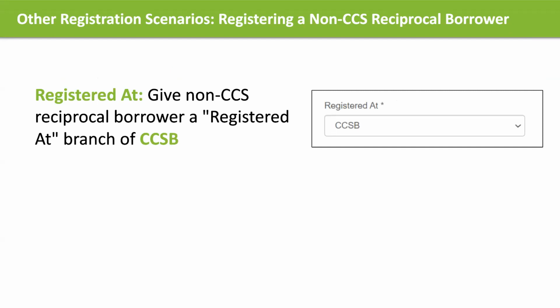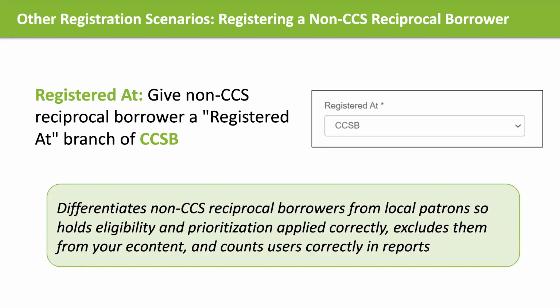First of all, we once again have that registered at field. So register non-CCS reciprocal borrowers to CCSB, which is basically the CCS branch. And then, as I said before, this field can affect which e-content resources a patron has access to. It affects statistics, eligibility, and preference for local materials for holds. So it should be set to CCSB in order to differentiate those non-CCS patrons from your local patrons.